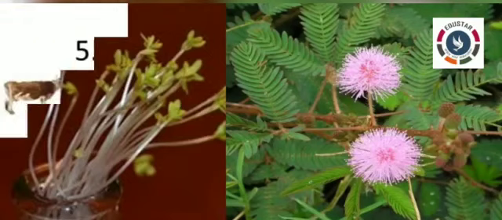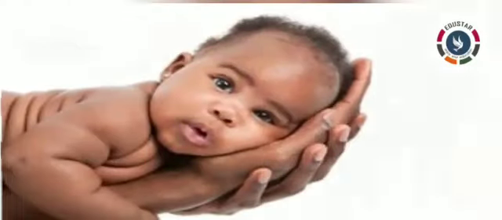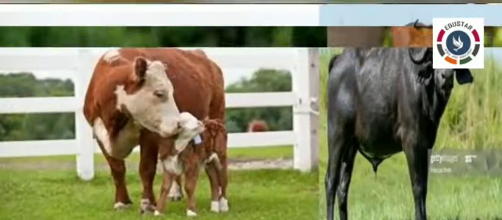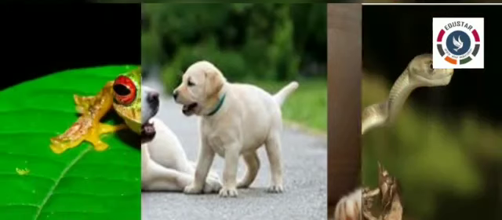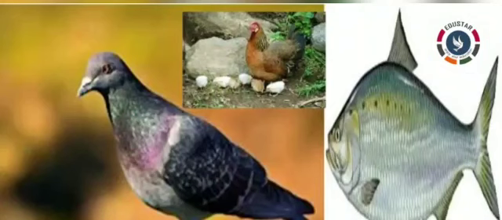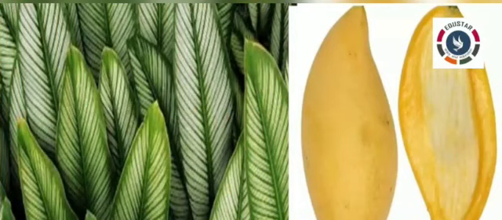Next, living organisms reproduce. All living beings produce young ones of their own kind, which is called reproduction. Different organisms reproduce in different ways. Humans and animals such as cow, buffalo, dog, cat reproduce by giving birth to their babies. Frogs, snakes, pigeon, hen, fish, birds reproduce by laying eggs. Plants also reproduce. A mango seed produces a mango plant, right?